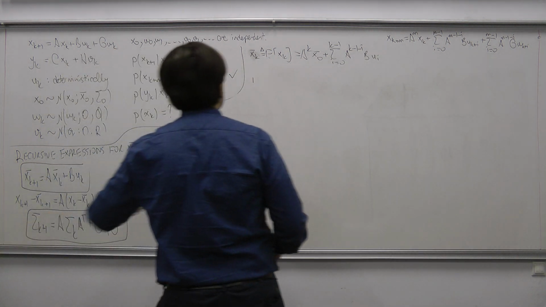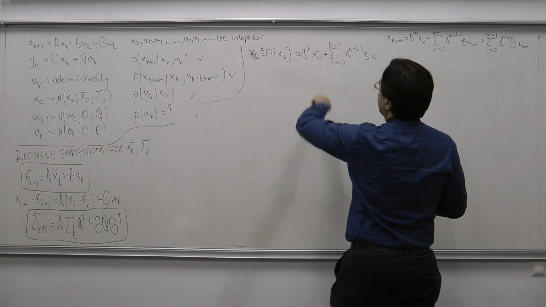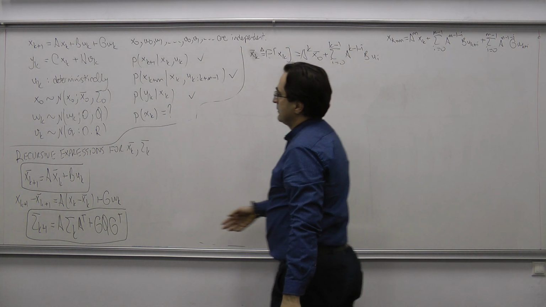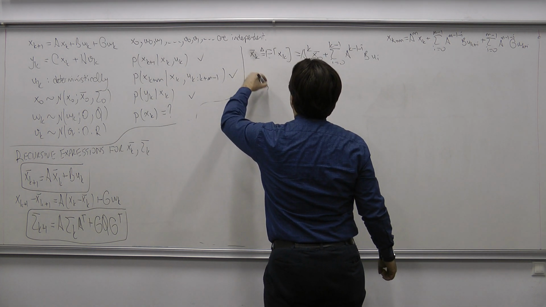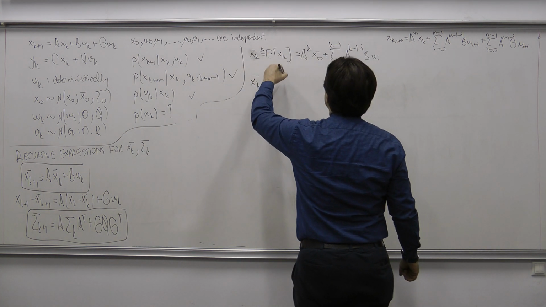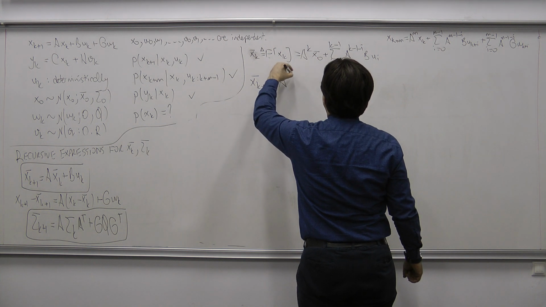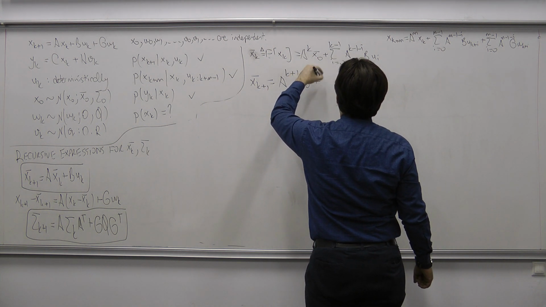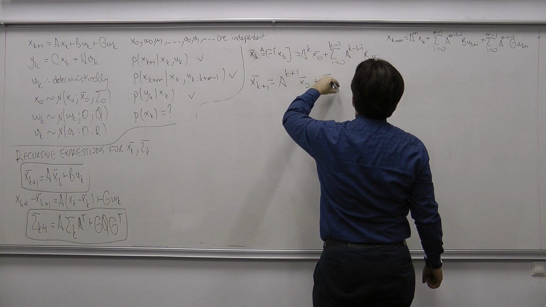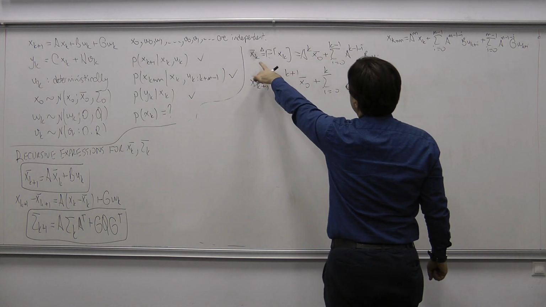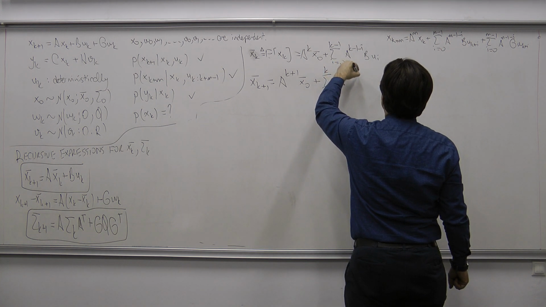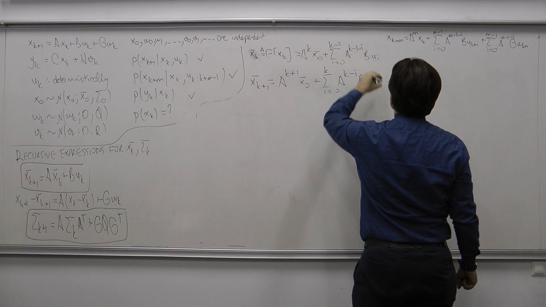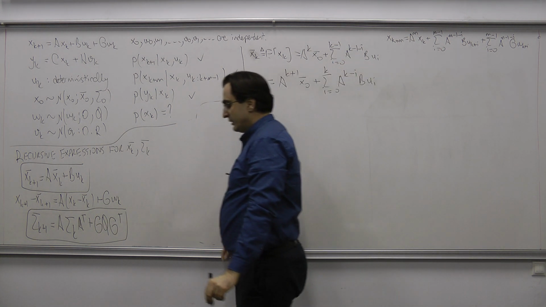How can I do this? So I have here the x_k bar formula. So I just write x_{k+1} bar. According to this formula, I have A to the k plus 1 times x_0 bar plus the sum over i from 0 to k. I'm substituting k plus 1 instead of k here. So this is A to the k minus i B u_i.